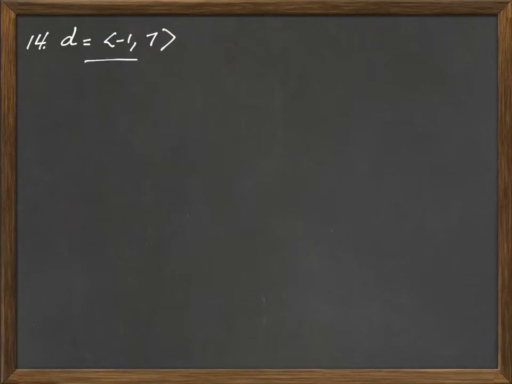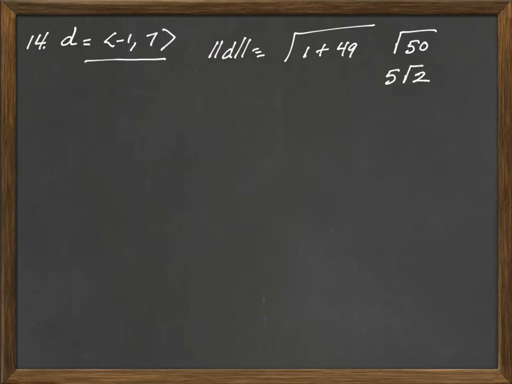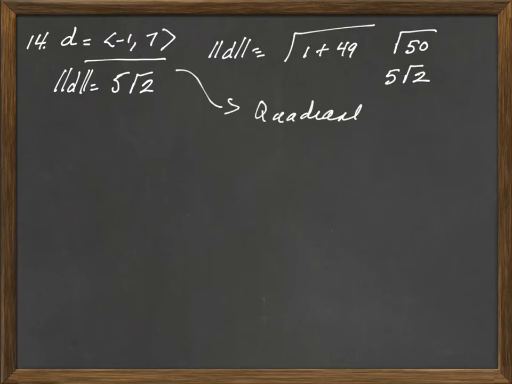Again, number 14 is already in component form, so our magnitude would be the square root of 1 plus 49, or the square root of 50, which is 5 square root of 2. So we would say the magnitude of D is equal to 5 square root of 2. Now, let's figure out the angle. So that would be quadrant 2.